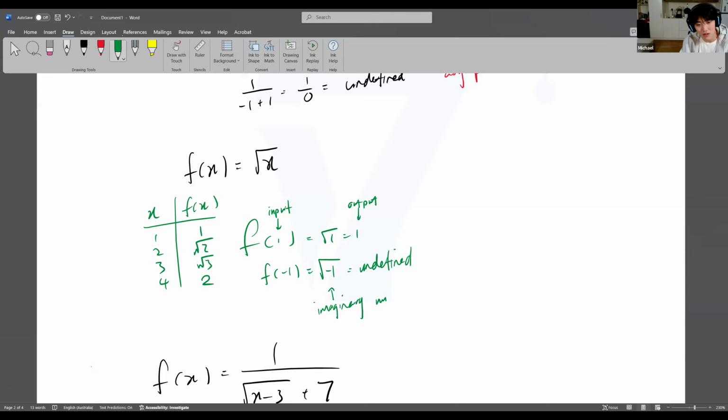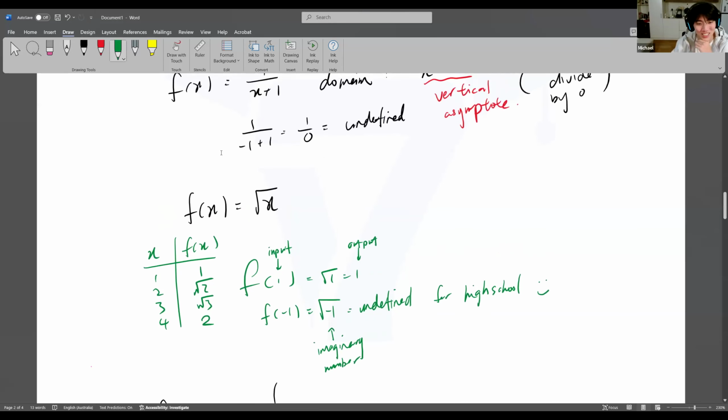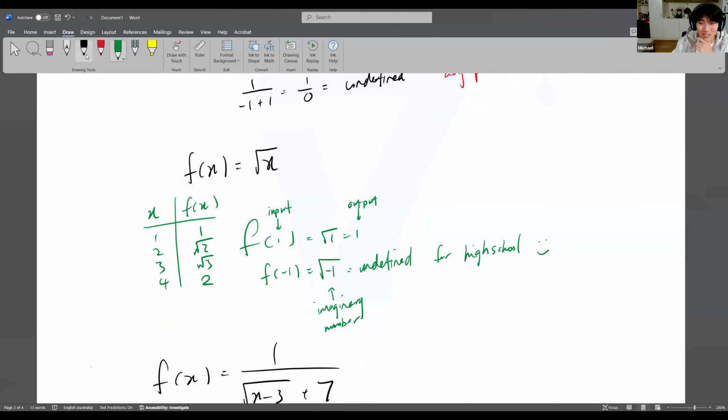Imaginary number. What a fancy name. Are they like pi? Undefined for high school. What the hell? All right. Yes. So just treat it as undefined. Yes, it's probably undefined in 2D, like in terms of real numbers.